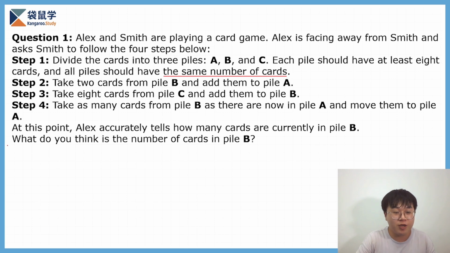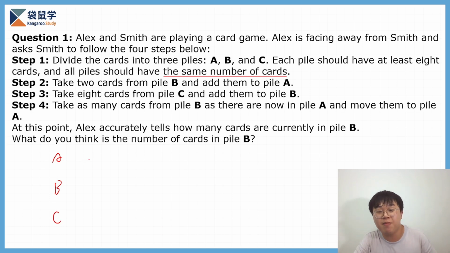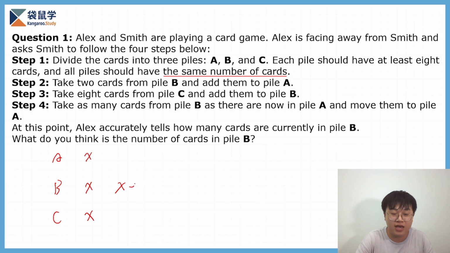Here, we have 3 piles, A, B, and C. And they have the same number of cards. So we use the letter X to represent it. X cards, and X cards. Then, we take 2 cards from pile B to pile A. So, pile B will become X minus 2. A becomes X plus 2. And pile C has no change.